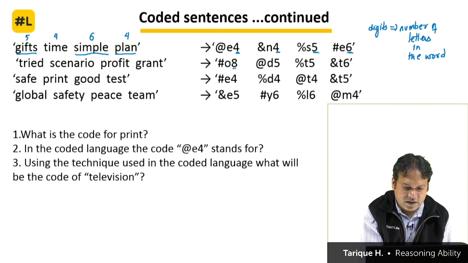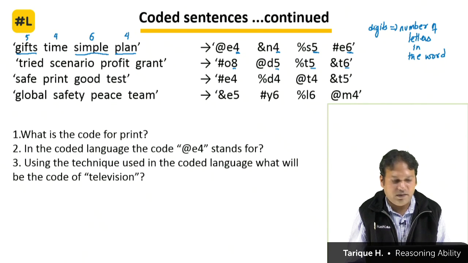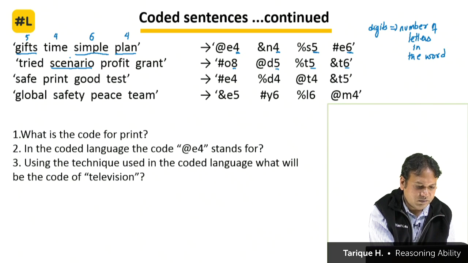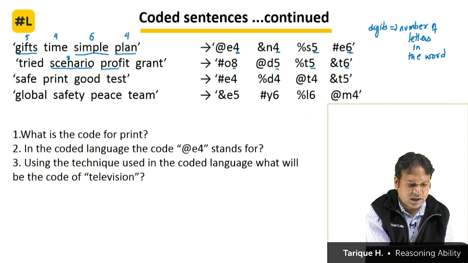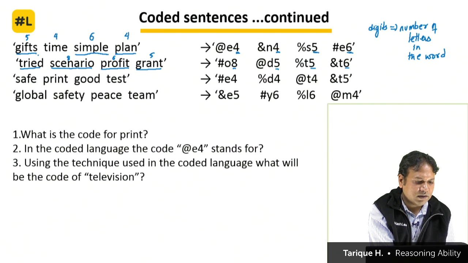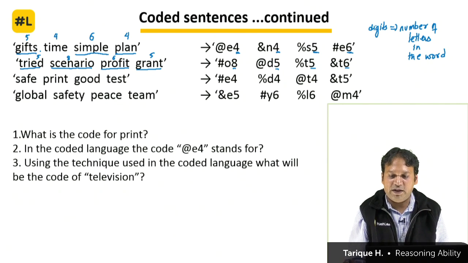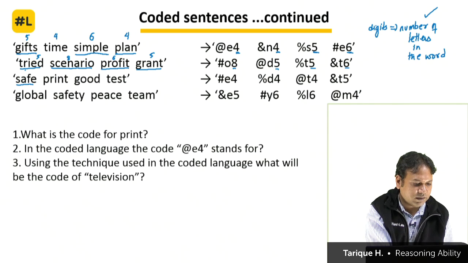You see here 8, 5, 5, 6. So where is an 8-letter word? Very simple. Scenario, sorry, has 8 letters. Can you see that? Scenario has 8 letters. Now profit has 6 letters and the other 2 words have 5. So it's very clear that the digits here in the code simply tell us the number of letters in the word. Same thing we can look at safe also. 4 letters, print 5, good 4, test 4.